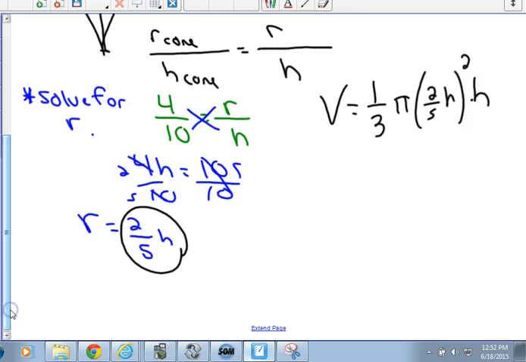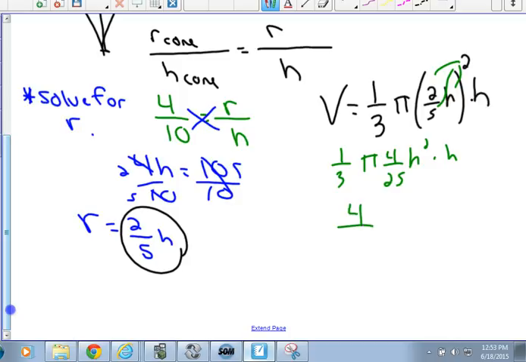Are we going to be given the formula? Yep, you said so earlier. Okay, just watch out as you're distributing the square to all 3 things, the 2, the 5, and the H. So we should have 4 over 75 pi H cubed.